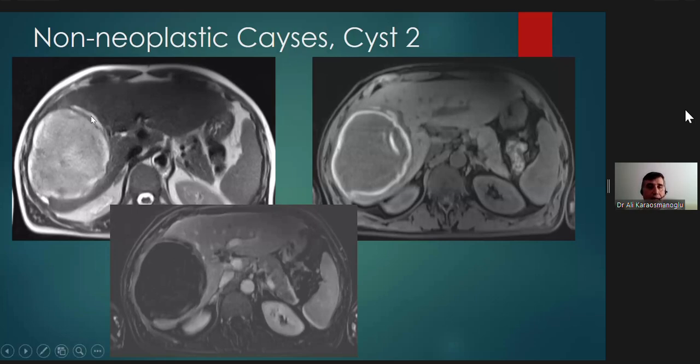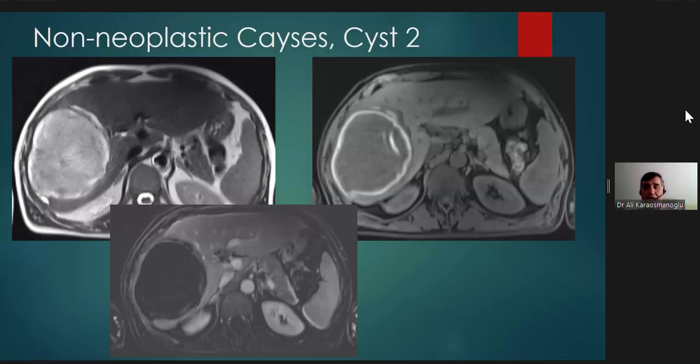So on T2 weighted image, you can see it's mostly hypointense, but there are bright areas as well in the periphery. On T1 pre-contrast, there's hyperintensity around the tumor. You can see it here. On post-contrast subtraction images, you don't really see any enhancement. There's some mild enhancement, maybe peripherally. So this turned out to be a cyst.